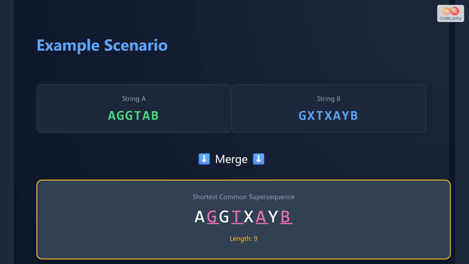Let's look at an example. If we have string A as AGGTAB and string B as GXTXAYB, we want to merge them. The shortest result is AGGTXAYB, which has a length of 9. Notice how the common letters are reused to save space.